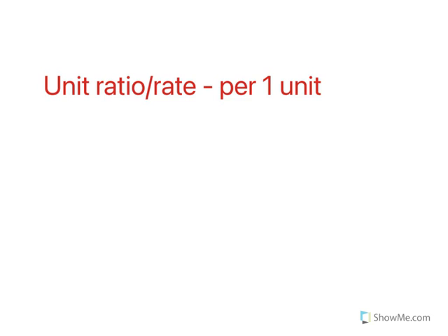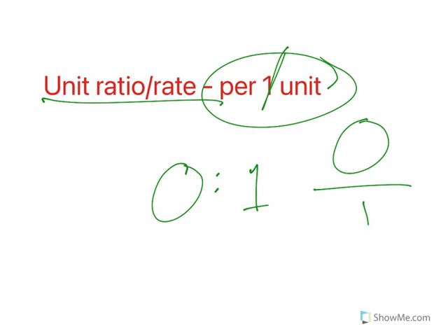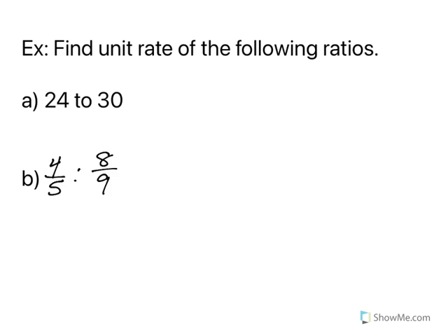So, keep in mind that the unit rate or the unit ratio is per 1, right? So we want this to be some number compared to 1, or some number over 1, or some number to 1. Either way, however you want to write that ratio, we're comparing to 1. So find the unit rate of the following ratios.